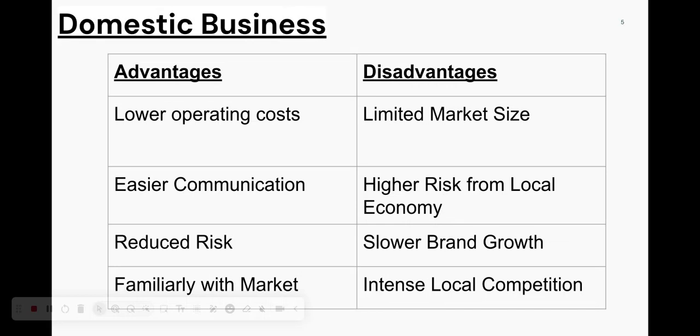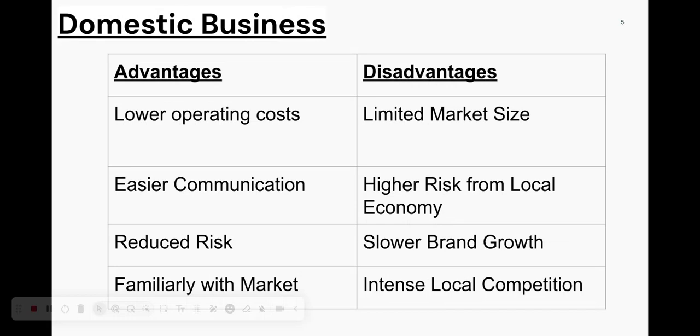A disadvantage is that there will be limited market size. You're only going to be able to use what you have in your country since you are not expanded globally. You also have a higher risk from the local economy, since if the economy goes down, your company will also go down in turn. You will also get slower brand growth, because ultimately there will be fewer people who know about your business than if it was a global business.